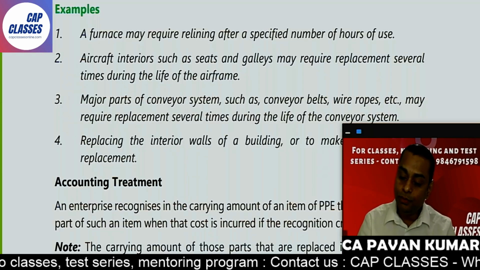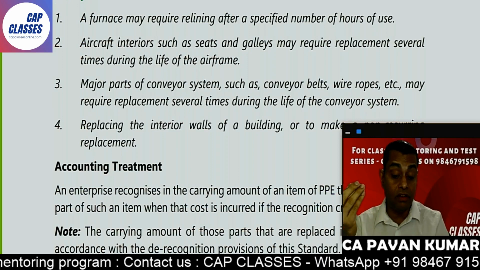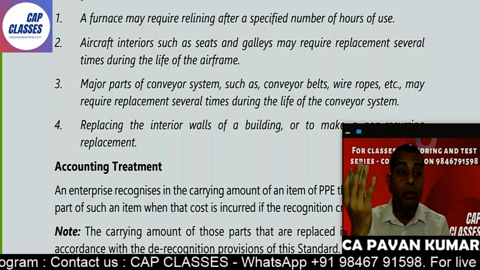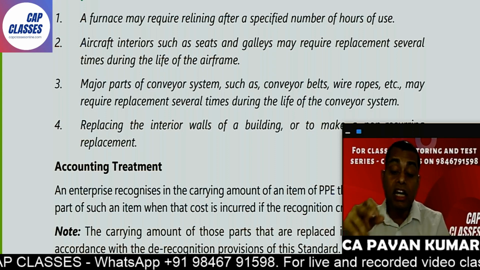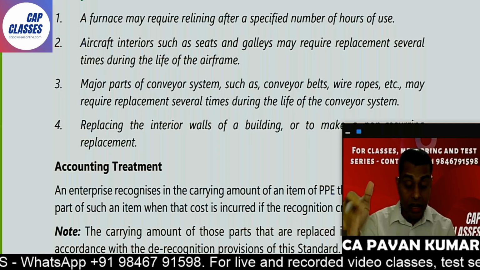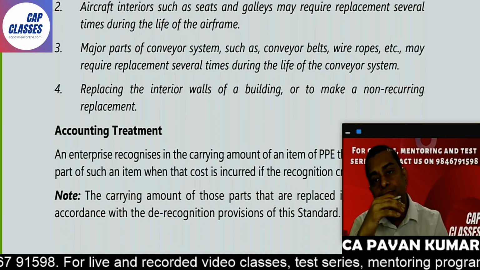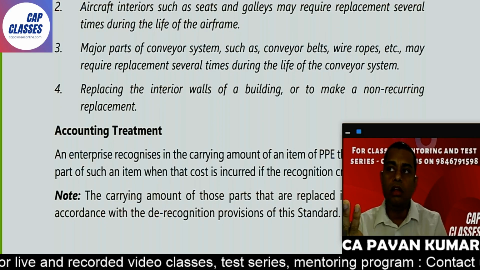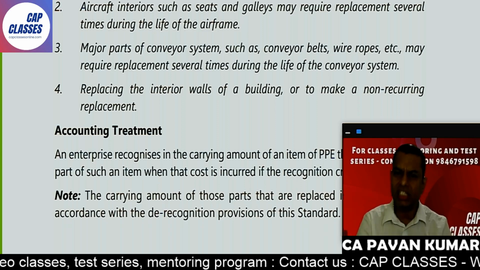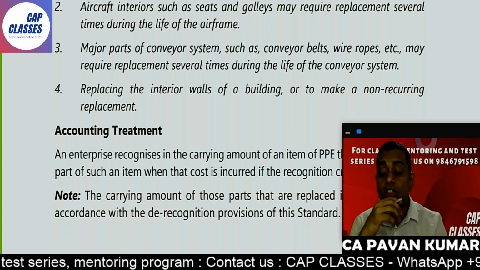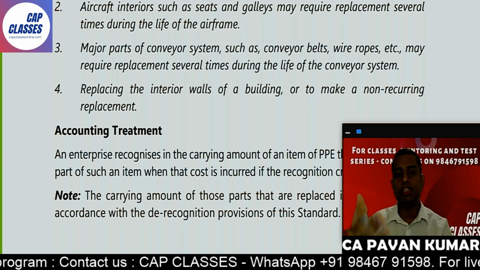So aircraft interiors such as seats, galleys may require replacement several times during the life of the airframe. Life could be 20 years for the whole airplane, but its life can be 1 year, 2 years. 3. Major parts of conveyor system such as conveyor belt, I was speaking about this, wire ropes, etc. may require replacement several times during the life of the conveyor system. Even I have seen in power plants, this coal will be carried, no? It will be carried through these conveyor belts only. They will replace it regularly. Replacing the interior walls of a building is a non-recurring replacement. That is giving another example. If you have a building, you are changing the interior.